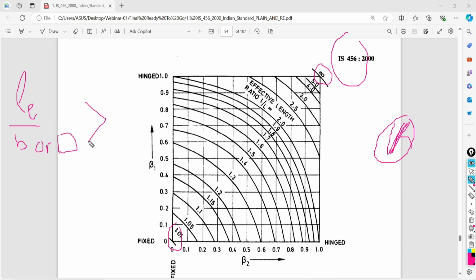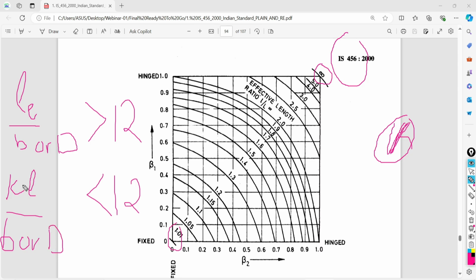If this value is coming out to be more than 12, it is a long column. If it is coming out to be less than 12, it is a short column, right? So the effective length ratio is equal to k times the unsupported length divided by b, or your overall depth d. B or overall depth d means the overall depth of your column.